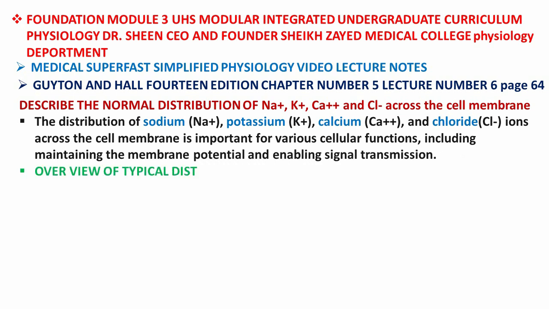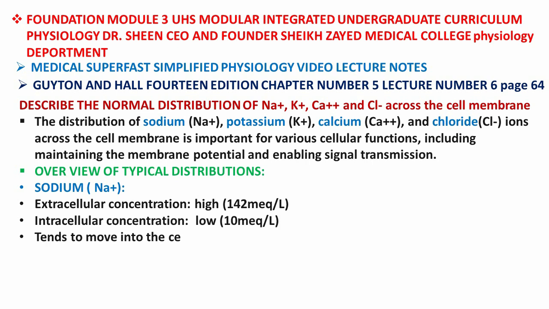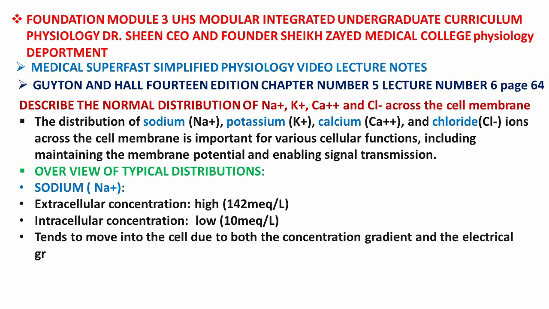Overview of typical distributions. Sodium (Na+): extracellular concentration high, 100 milliequivalent; intracellular concentration low, 10 milliequivalent. It tends to move into the cell due to both the concentration gradient and the electrical gradient.